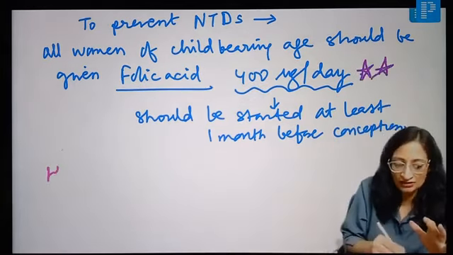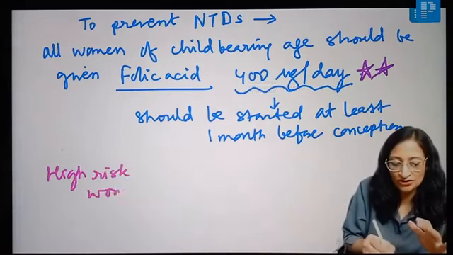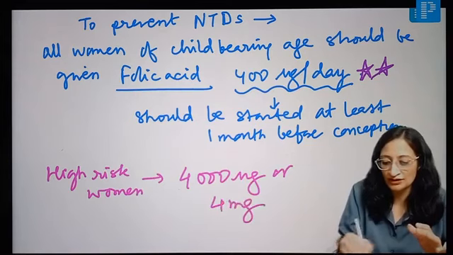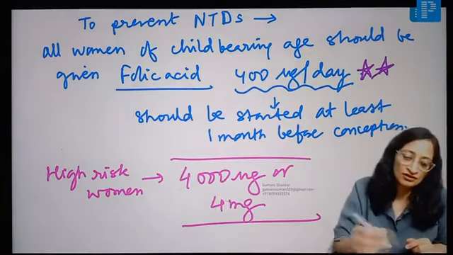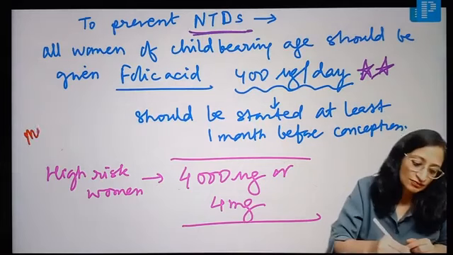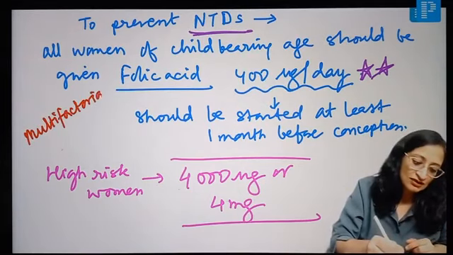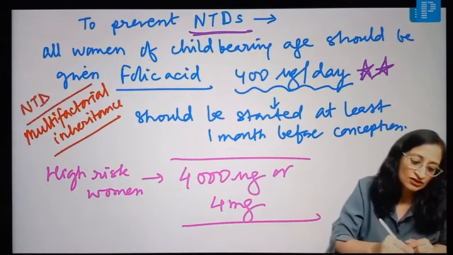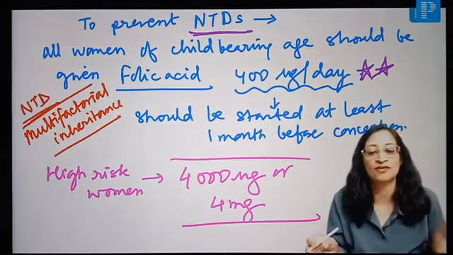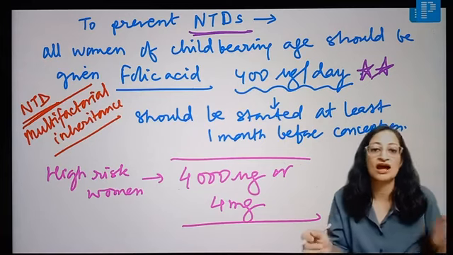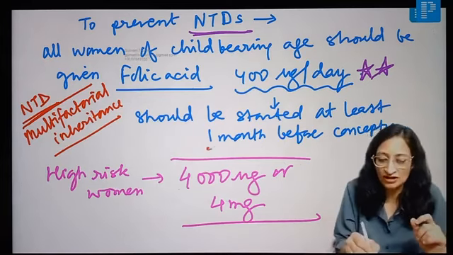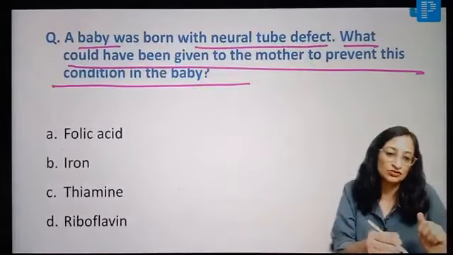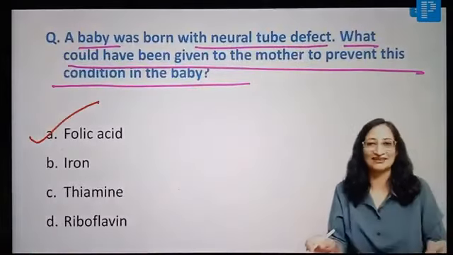Okay, but in high risk women who have a history of a previous child with neural tube disorder, the dose is 10 times. That is 4,000 microgram or 4 milligram. Okay, and remember, neural tube disorder has got what kind of inheritance pattern? It has got multifactorial inheritance. So that means genetics and environment, host factors, everything plays a role. So neural tube defects have got multifactorial inheritance, right? So very, very important to remember folic acid supplementation, 400 microgram per day for all women. High risk women, 4,000 microgram or 4 milligram. When should it be started? At least 1 month before conception. Okay, right? So to prevent neural tube defect, we give folic acid to the mother, right?